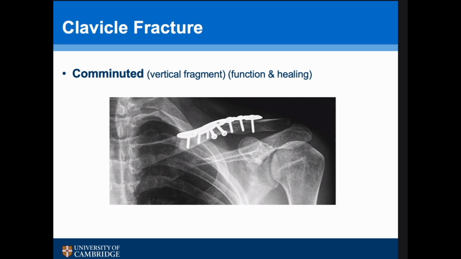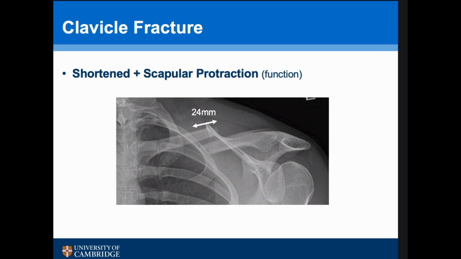And actually a lot of the patients are a bit like the chap we saw in the second talk who had a posterior dislocation of his sternoclavicular joint. Often a lot of these patients are complaining of scapular problems and pain as well as their clavicle. This is an example of a patient who's got shortening with scapular protraction. So there's 24 millimeters on this x-ray, and this is it reduced.